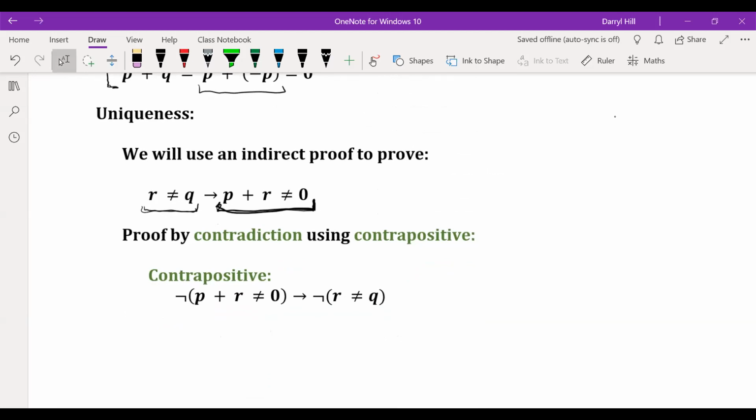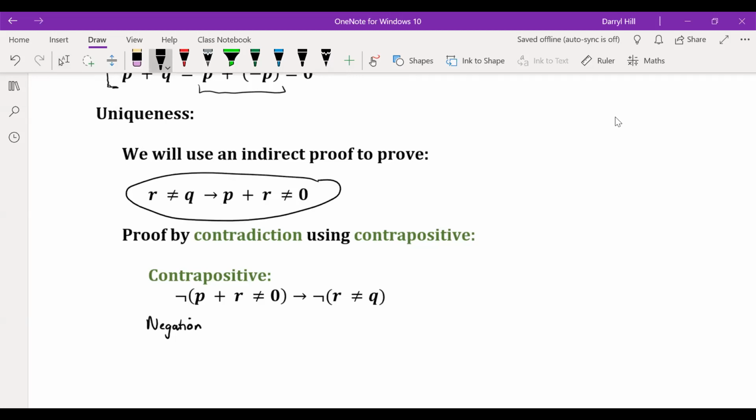Okay, so then this is the contrapositive, and we want to take the negation of that. So what we're trying to prove is this, right? This is what we're trying to prove, and this is the contrapositive of that. So then we take the negation. Actually, we can do implication equivalence first.